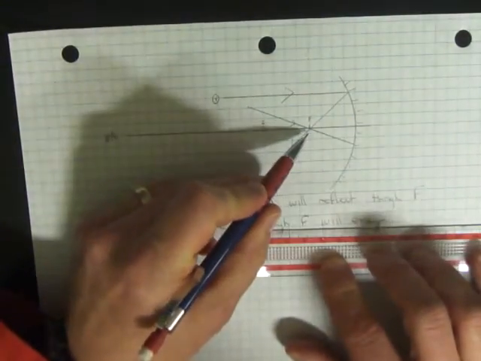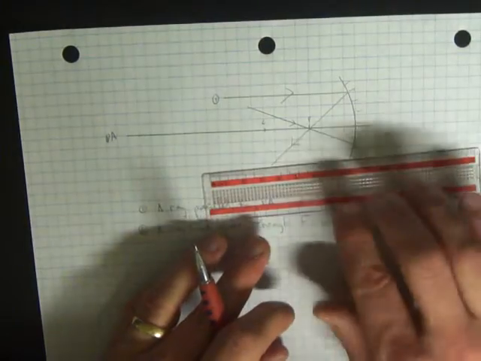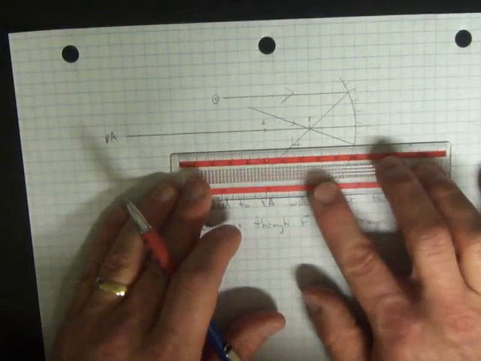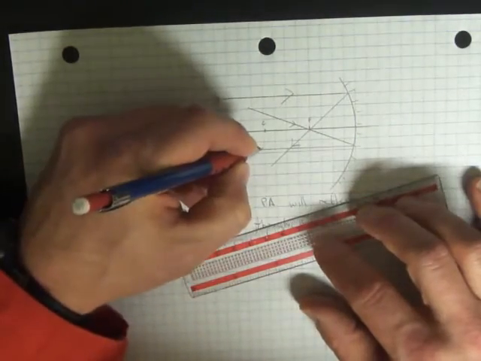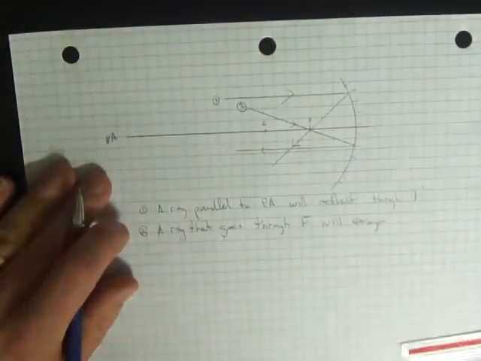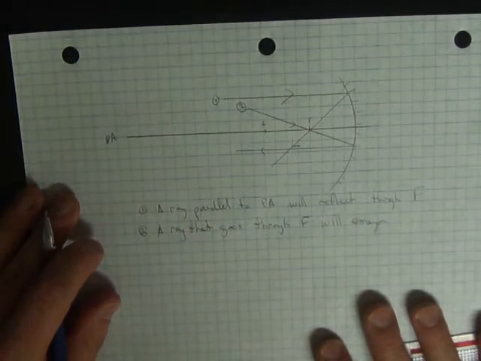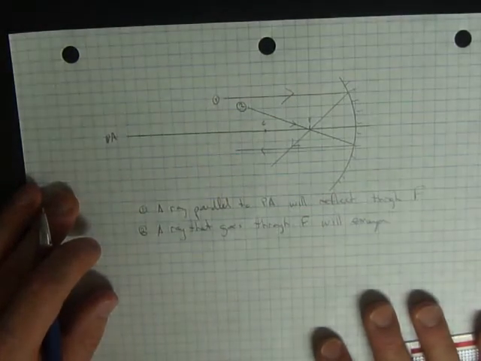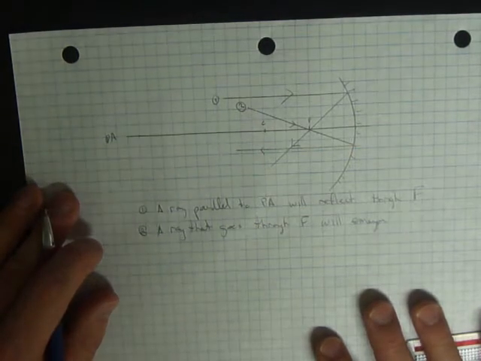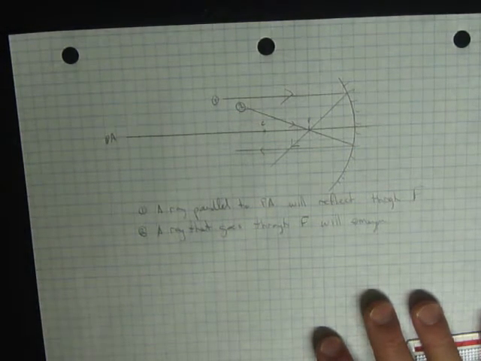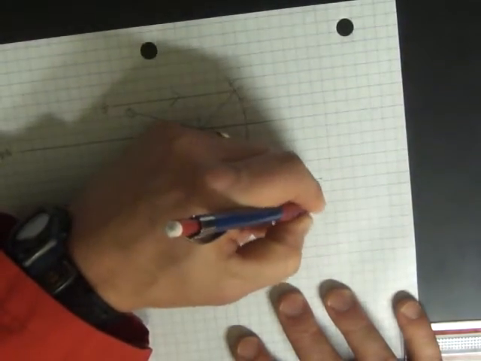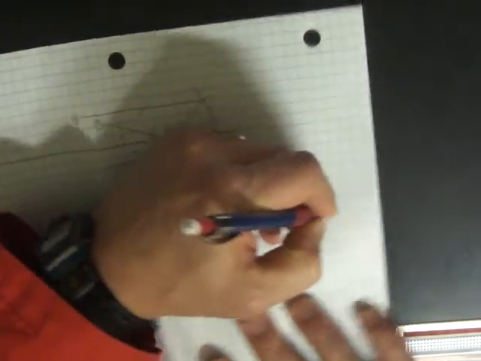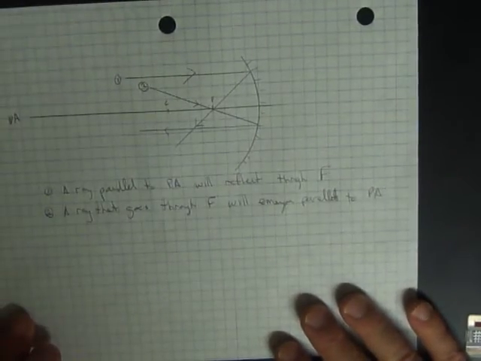There it goes. A ray that goes through F will now emerge parallel, so I need to kind of line this up as best I can so it comes out parallel to the principal axis. And I'm going to call that number 2. And is my line parallel? Not bad. That's why I like using the graph paper, because I can see if I'm parallel or not. Okay? So it will reflect parallel to the principal axis. Oh, will emerge parallel, oops, to the PA. Parallel to the PA. All right?